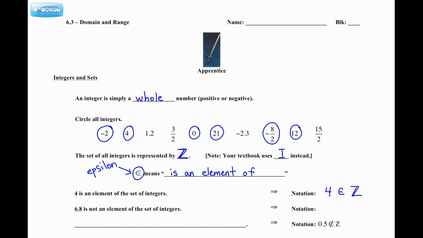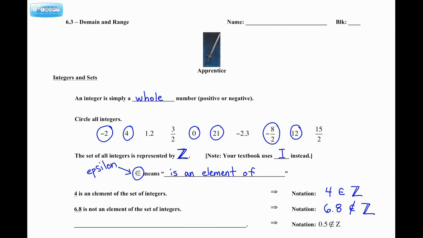Okay. Next, 6.8 is not an element of the set of integers. Yeah, that's definitely true because that is not a whole number. So how do we say this using notation? So we'd say 6.8 is an element of. So if we want to say is not, we just put a slash through it. Okay, it is not an element of the set of integers.